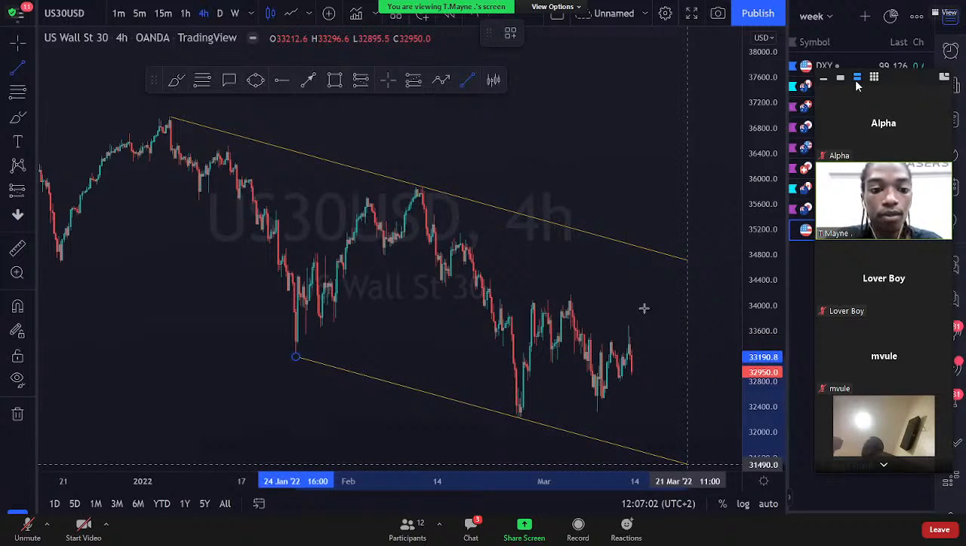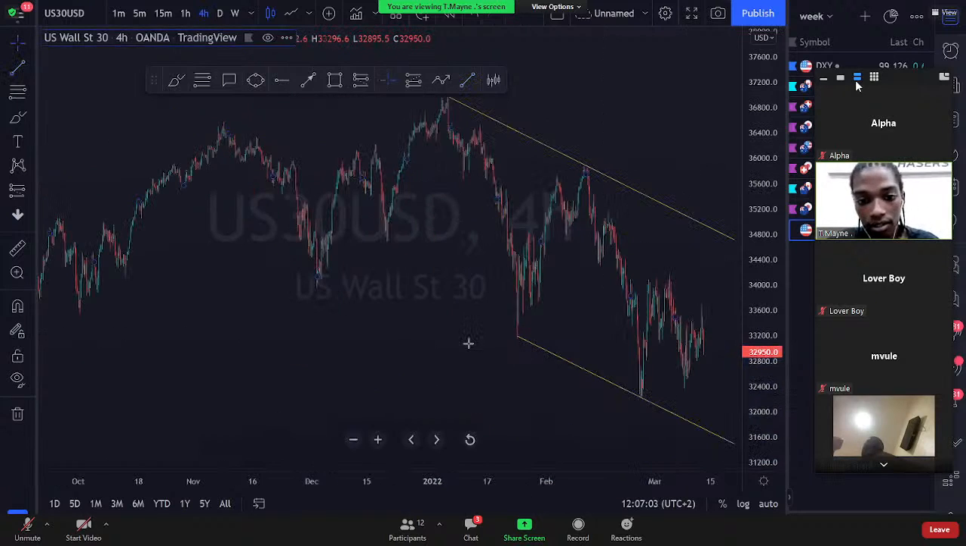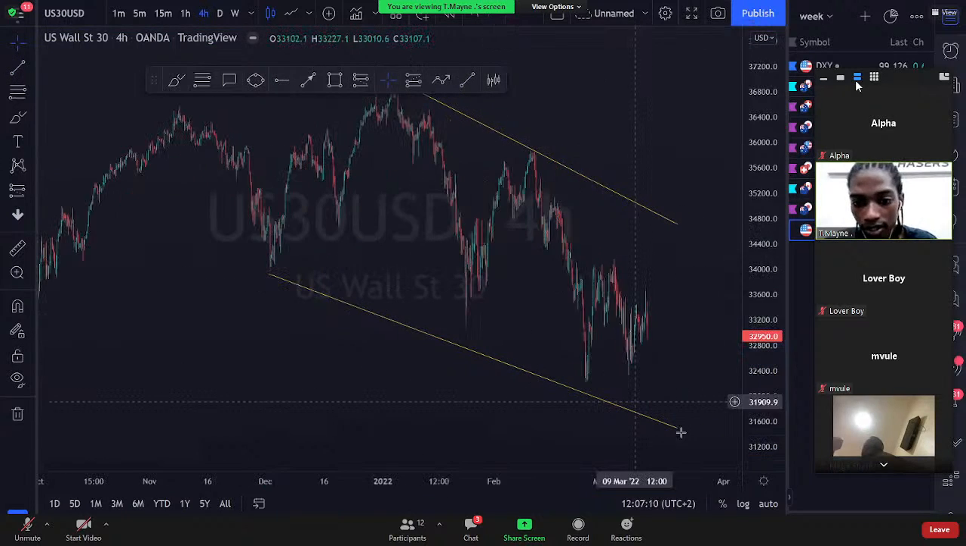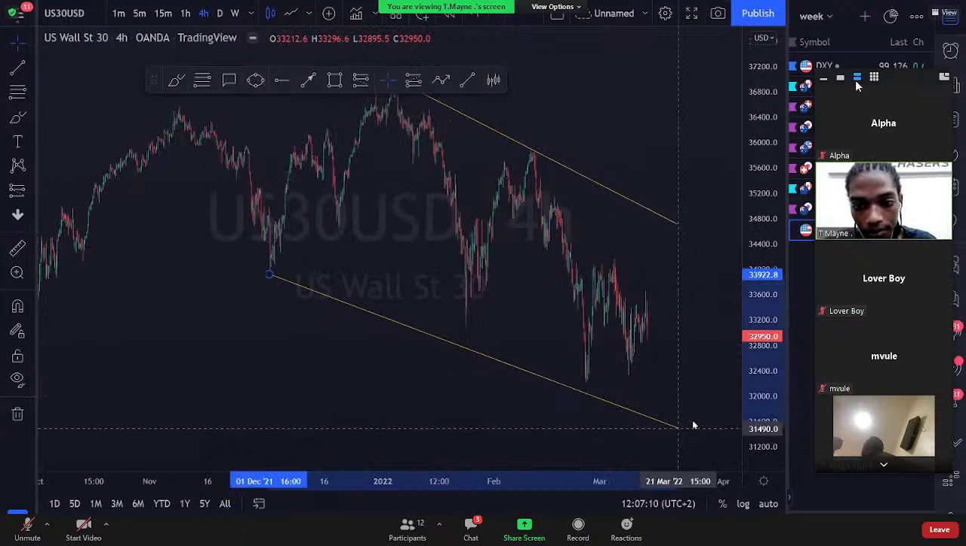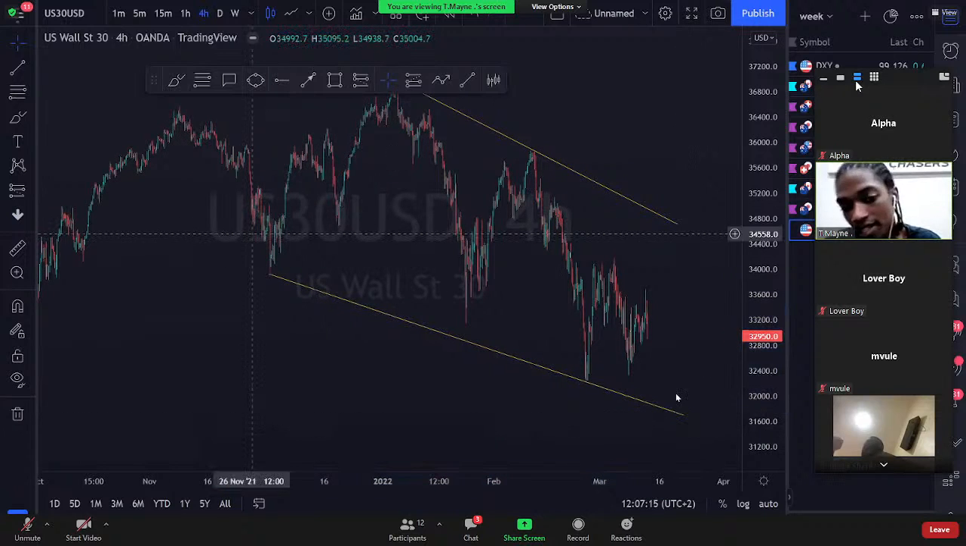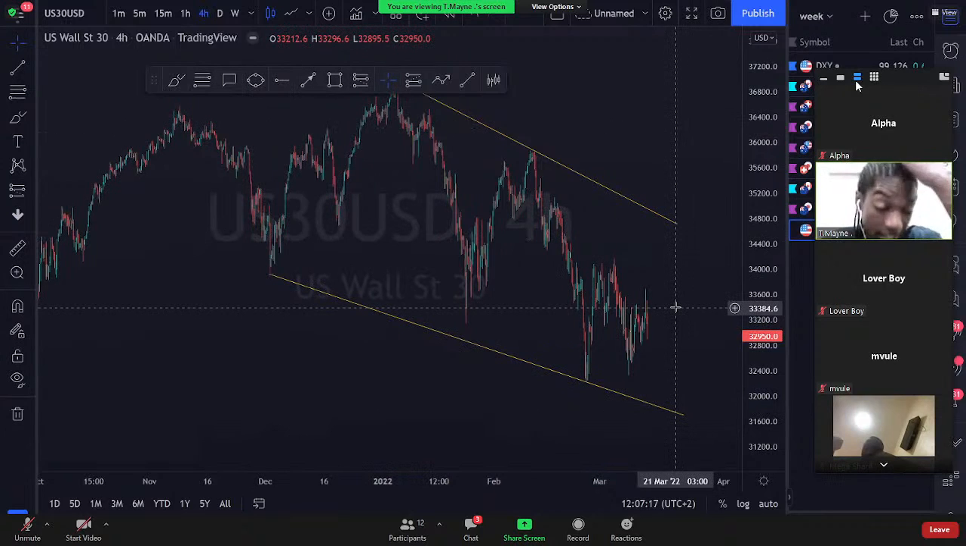We've got some weird looking descending structure, or what did we add this to? Which structure, which support did we have? I think we had that support. Cool. Nonetheless, we've got some price action that's obviously descending.